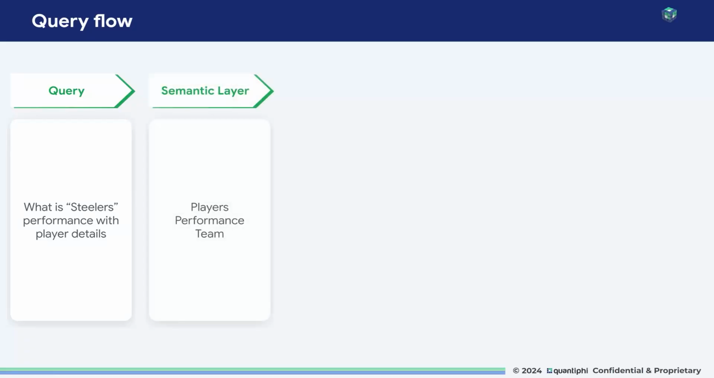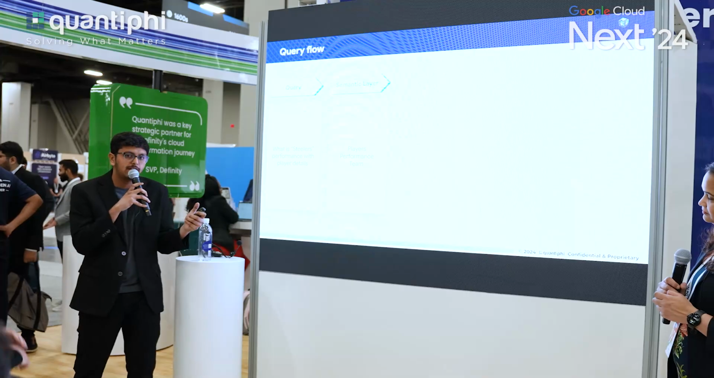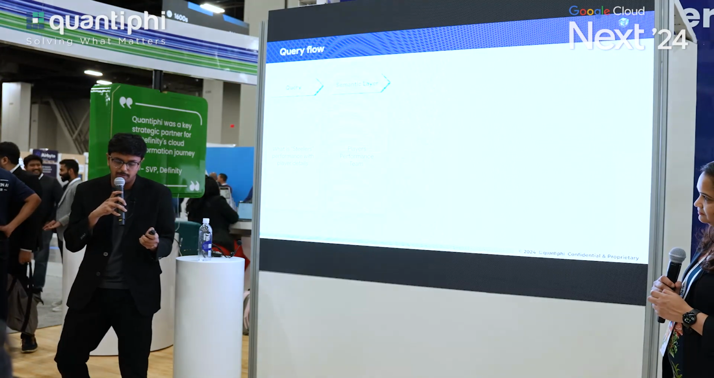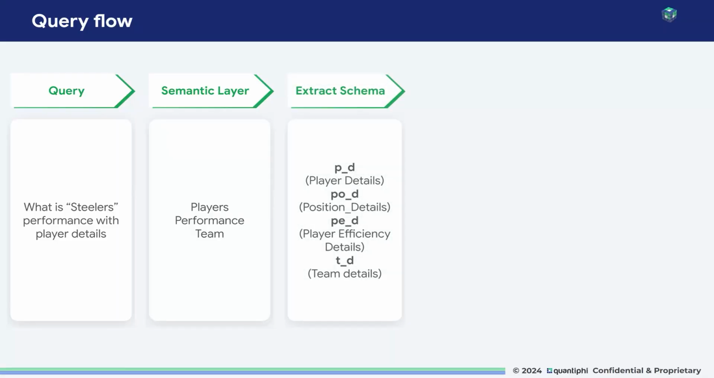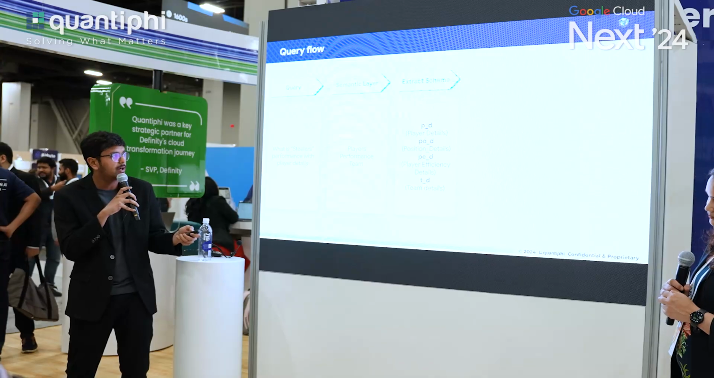So first we get the query, it moves to the semantic layer. The semantic layer is basically aimed at identifying the right set of tables and databases that are required to answer this query. Then we have the extract schema component that basically extracts the schema of the database and the table that would be required.